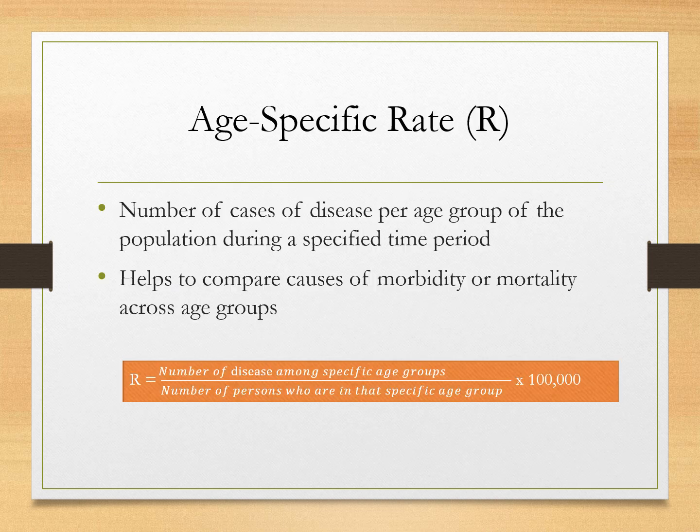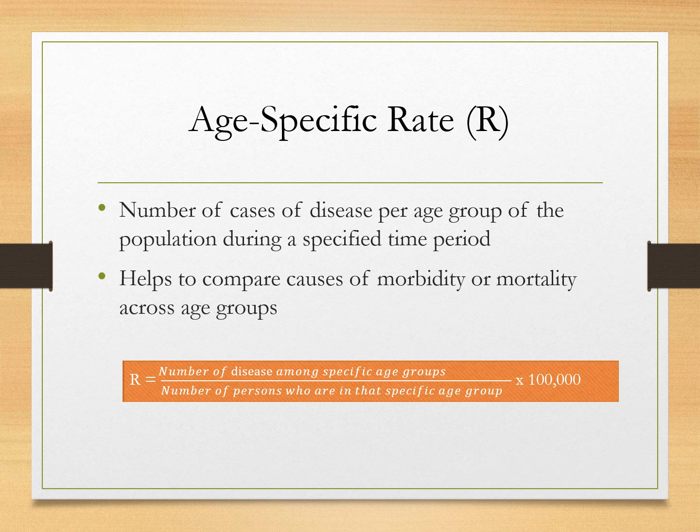Now let's talk about an age-specific rate, denoted by R. It refers to the number of cases of a disease or health condition within a particular age group in a population during a specified time period. It helps to compare morbidity or mortality causes across different age groups, identifying which age groups are most affected.